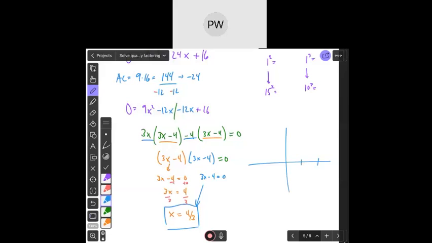So again, visually, if we wanted to, we could think about what that would look like. Up here at 16, it would cross the y-axis. But here at 4/3, which is between 1 and 2, that's where it hit the x-axis, right? And that's just going to be a bounce.